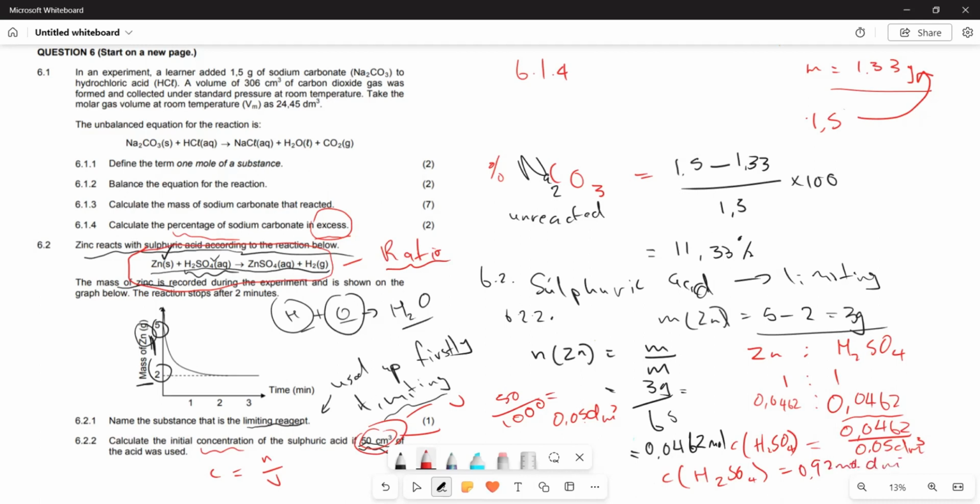Please don't forget that whenever you're calculating concentration, it is measured in moles per decimeter cube. So please do not make the mistake of not writing the units. So basically this is how you are going to deal with this type of question. And I think this is as far as our questions go. So they end here. Thank you very much.